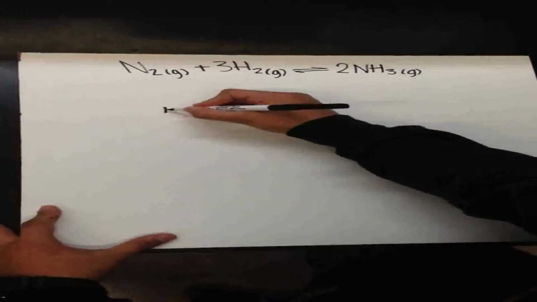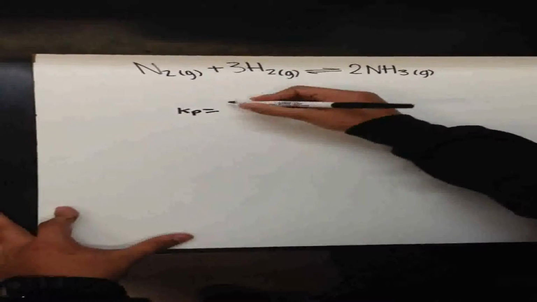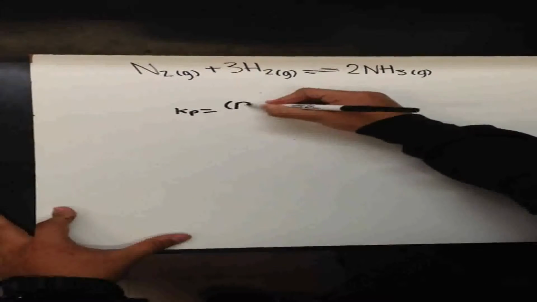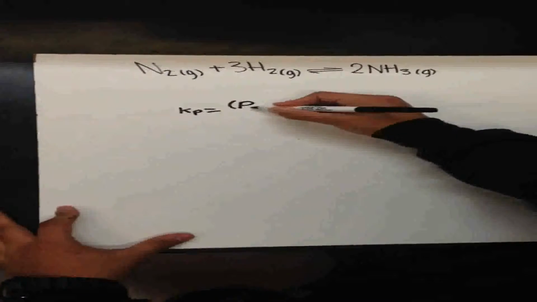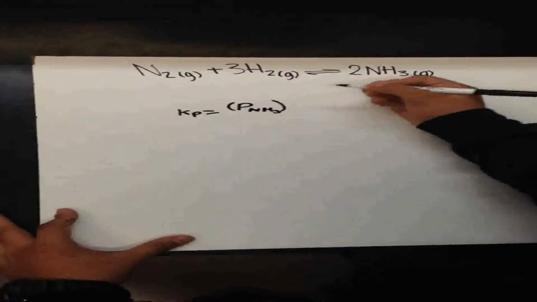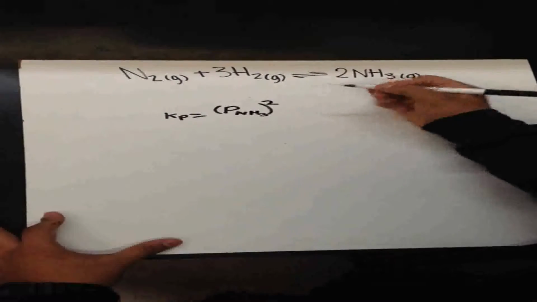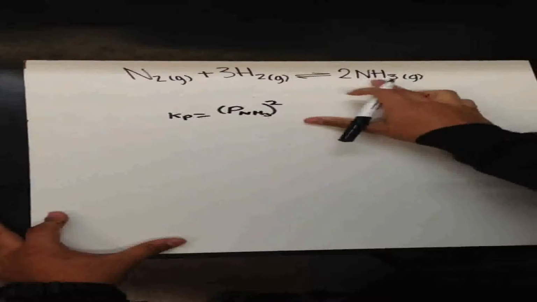Part A. Write an expression for the equilibrium constant Kp for the reaction. Okay. In order to find the equilibrium constant, you will have to use the pressure of the product over the reactant. You must use parentheses for the pressure. And remember that the powers are the coefficients of the elements.